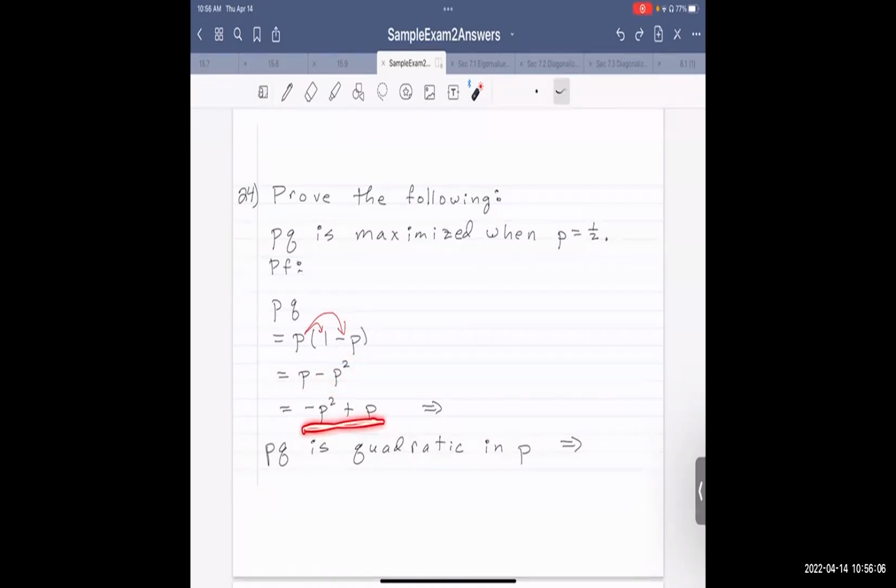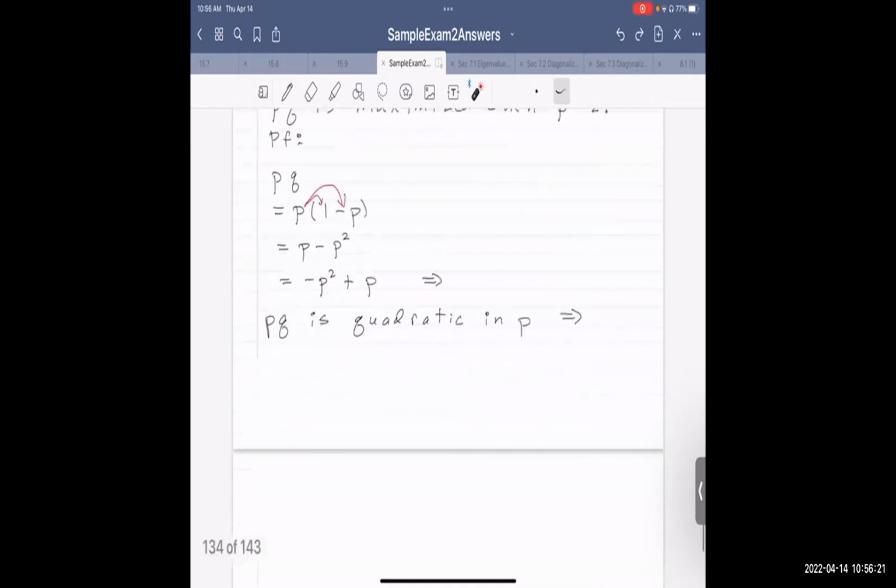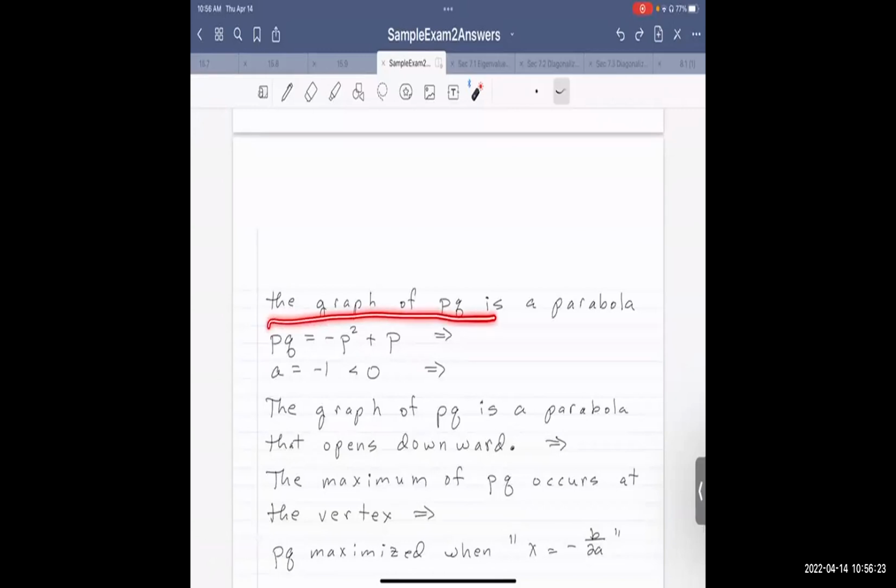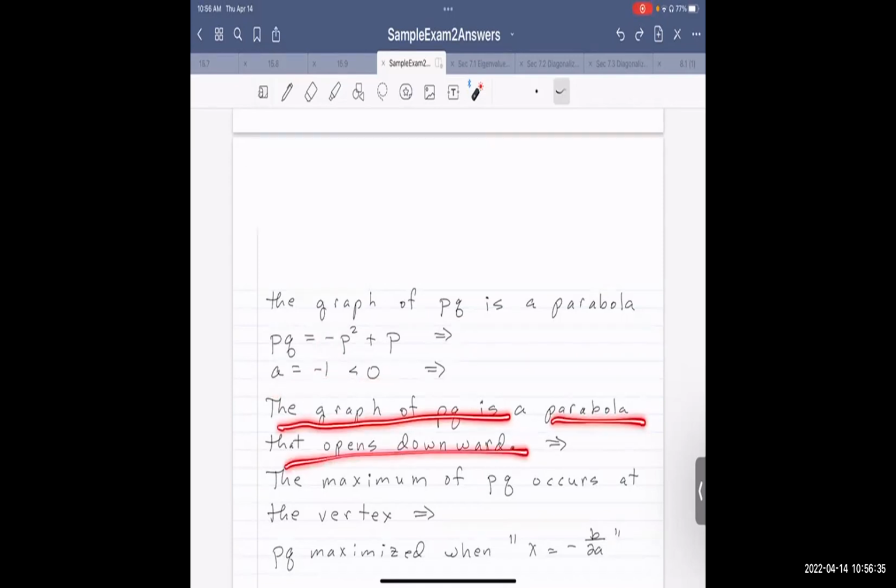Therefore, this is quadratic. So PQ is quadratic in P. It is a parabola. And since the coefficient in front of the P squared is negative, it is a parabola that's going down. Since the leading coefficient is negative, the graph of PQ is a parabola that opens down. Therefore, the maximum of PQ occurs at the vertex.